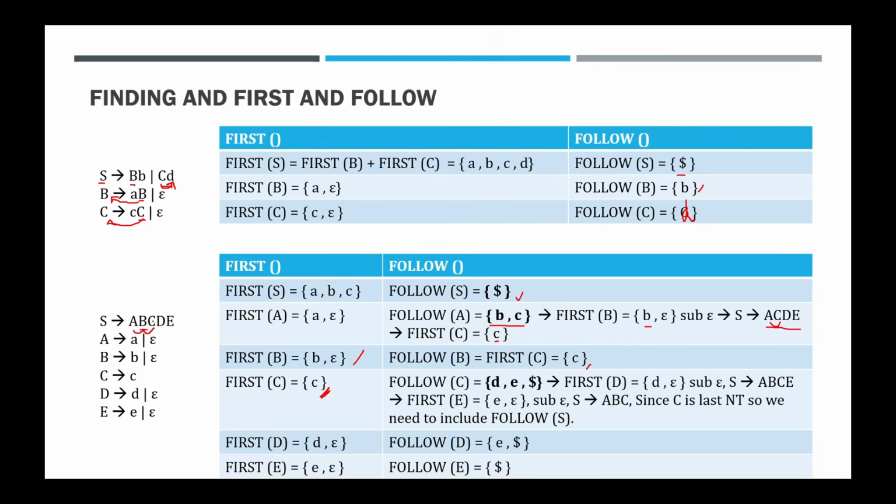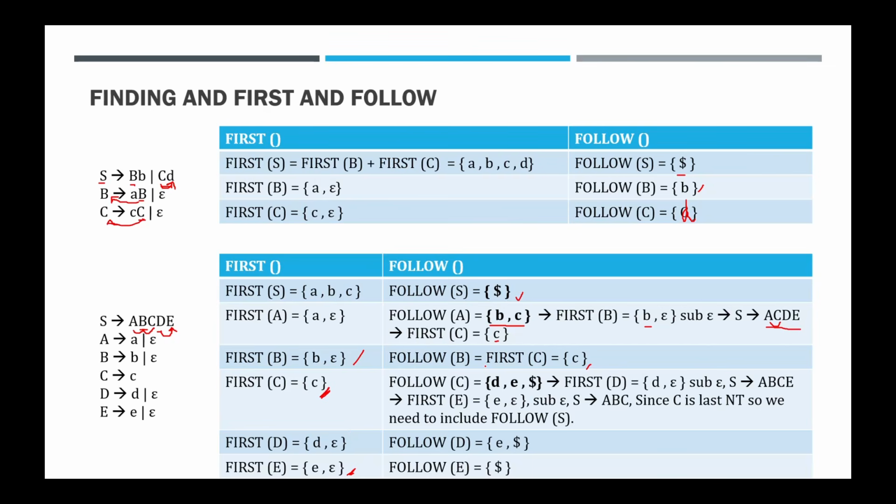Now, what is the next non-terminal that we have? D. What is follow of D? Follow of D is the non-terminal E. So we need to find the first of E. We already found it, which is nothing but e comma epsilon. So just include e comma epsilon here.